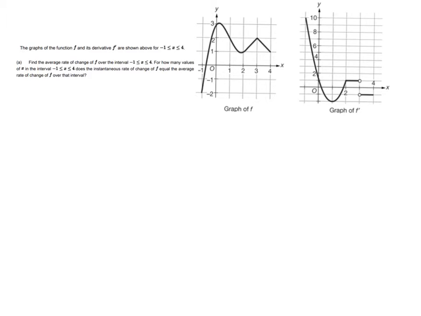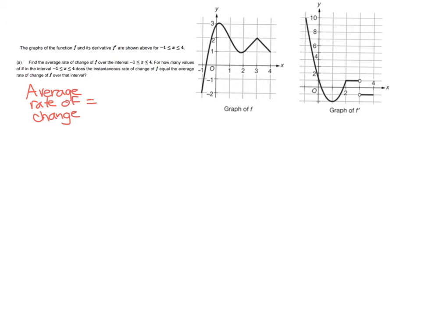So for question 2, we are given two graphs, one of f, one of f's derivative f prime. So the first part of this question, they are asking us to first of all find the average rate of change. Then they want to know when does the average rate of change equal the instantaneous rate of change.